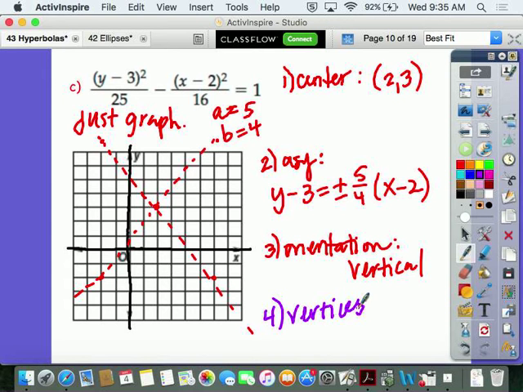I just need to basically go from my center and go up. Is it 4 or 5? 5. The value of your A, always. So up 5, 1, 2, 3, 4, 5. Down 5, there.